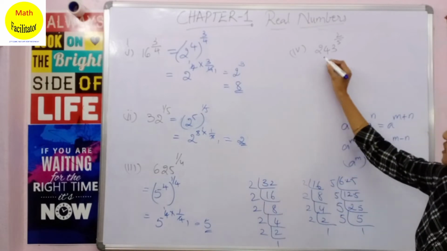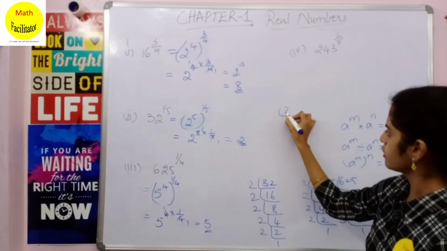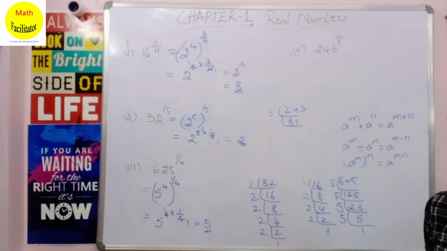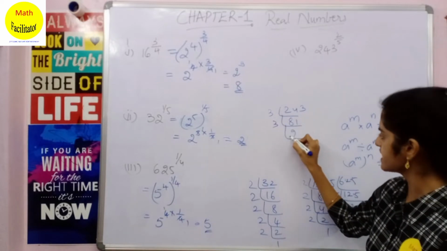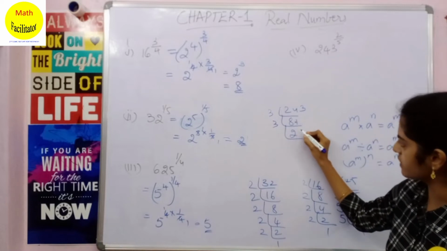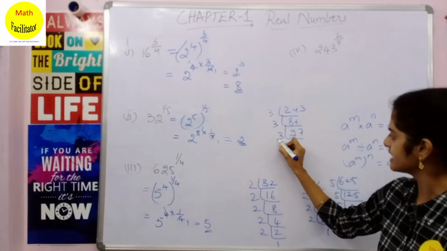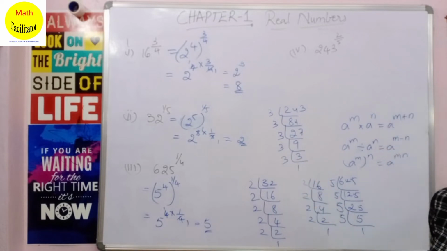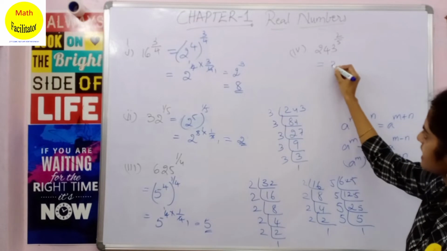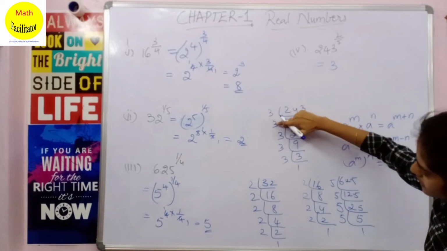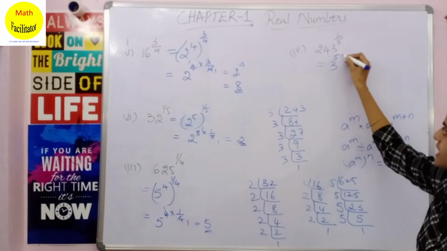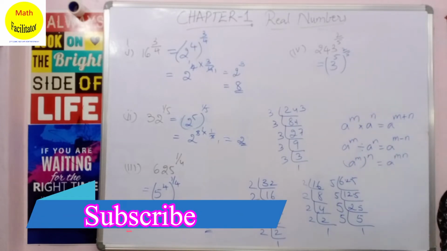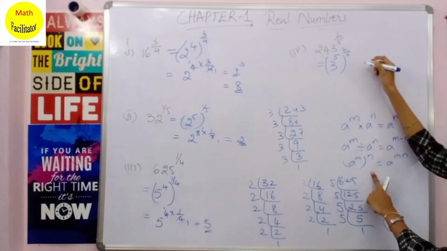So now the next one, 243. 243 also you have to prime factorize. 3 8s are 24 and 3 1s are 3. 3 2s are 6 and 2 is remaining. Now this is 21, 3 7s are 21. 3 9s are 27, 3 3s are 9 and 3 1s are 3. So 243 you can write as 3 raised to the power 5. Whole power you have 2 by 5 here. Again it is of this form a power m whole power n.